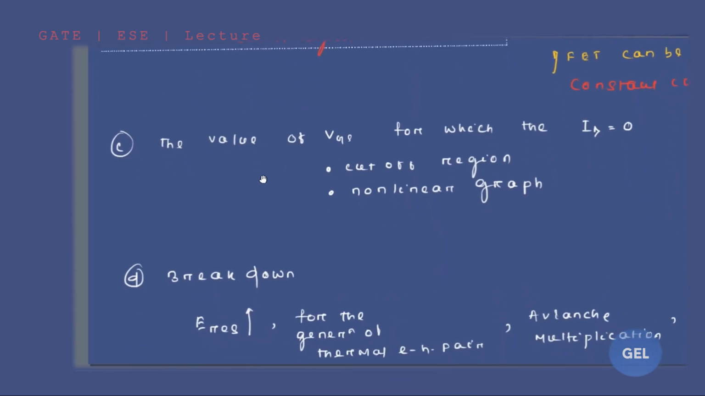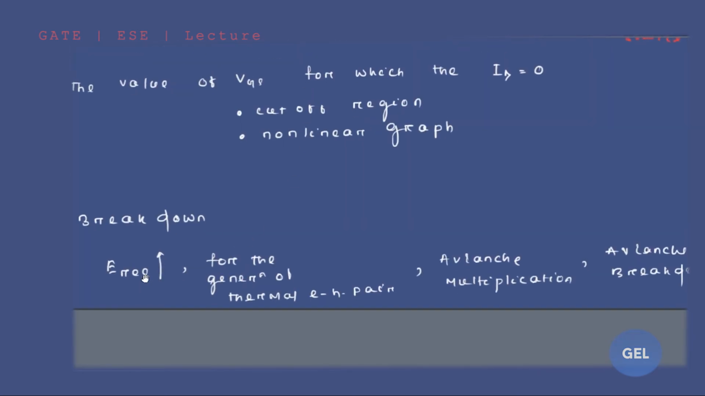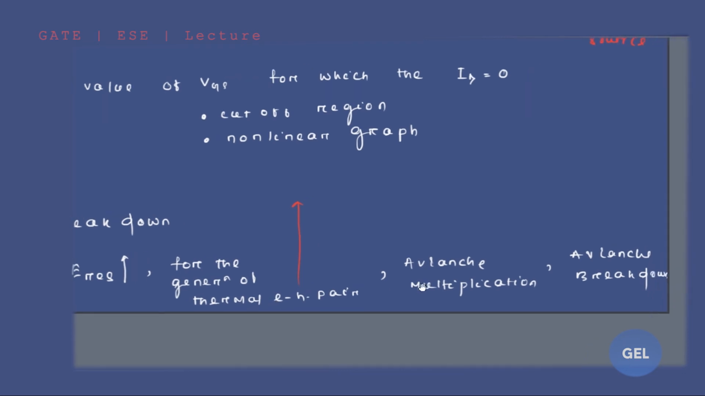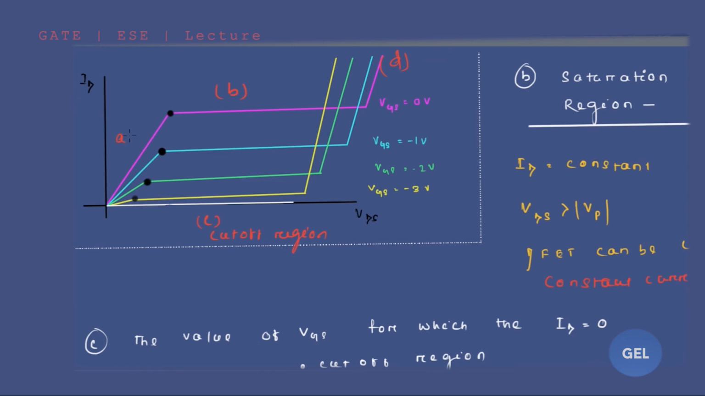Correct. Now at D point, obviously we have discussed that your resultant electric field, which is E built-in plus the applied electric field, has a very large effect. With increase in resultant electric field, you will get more and more thermal generation of electron-hole pairs, due to which you're going to have avalanche multiplication, and due to this you're going to have a breakdown. We have discussed four points: ohmic region, saturation region, cutoff region, breakdown region. Here it behaves like a voltage variable resistance, this behaves as a constant current source, it is off, and it is a breakdown case.